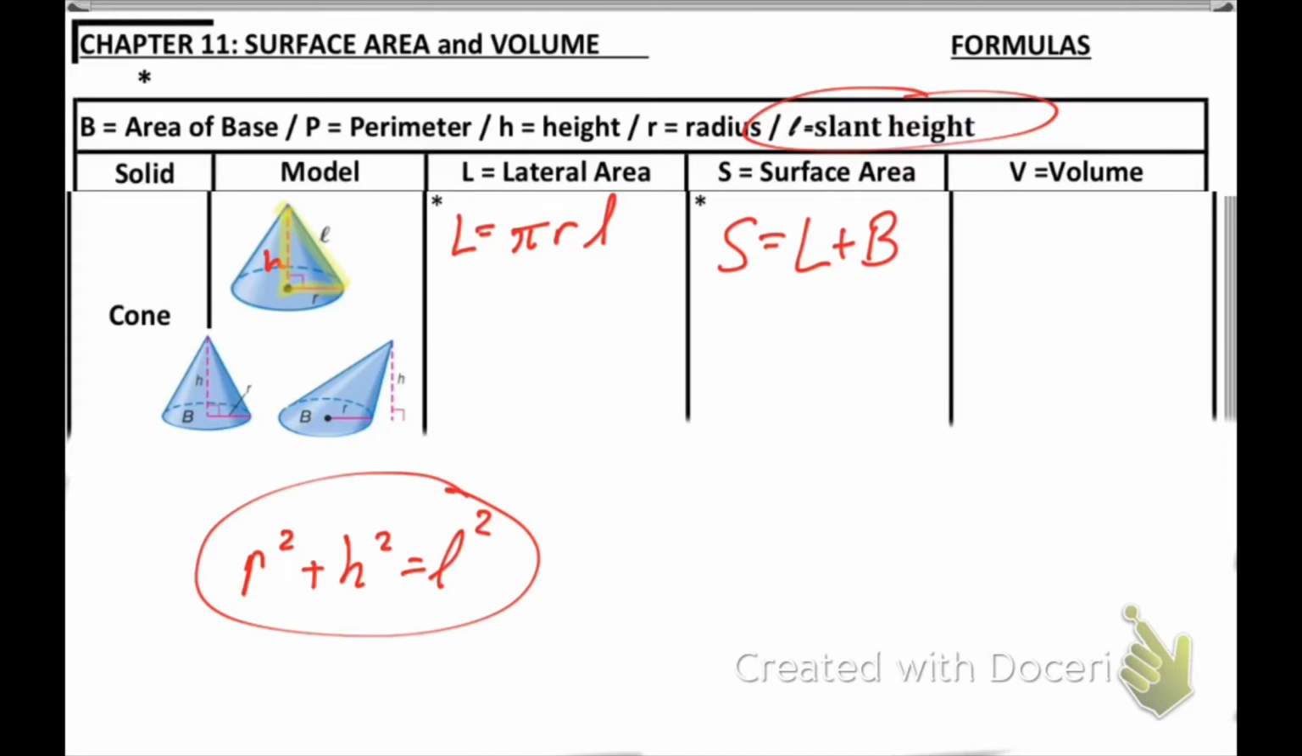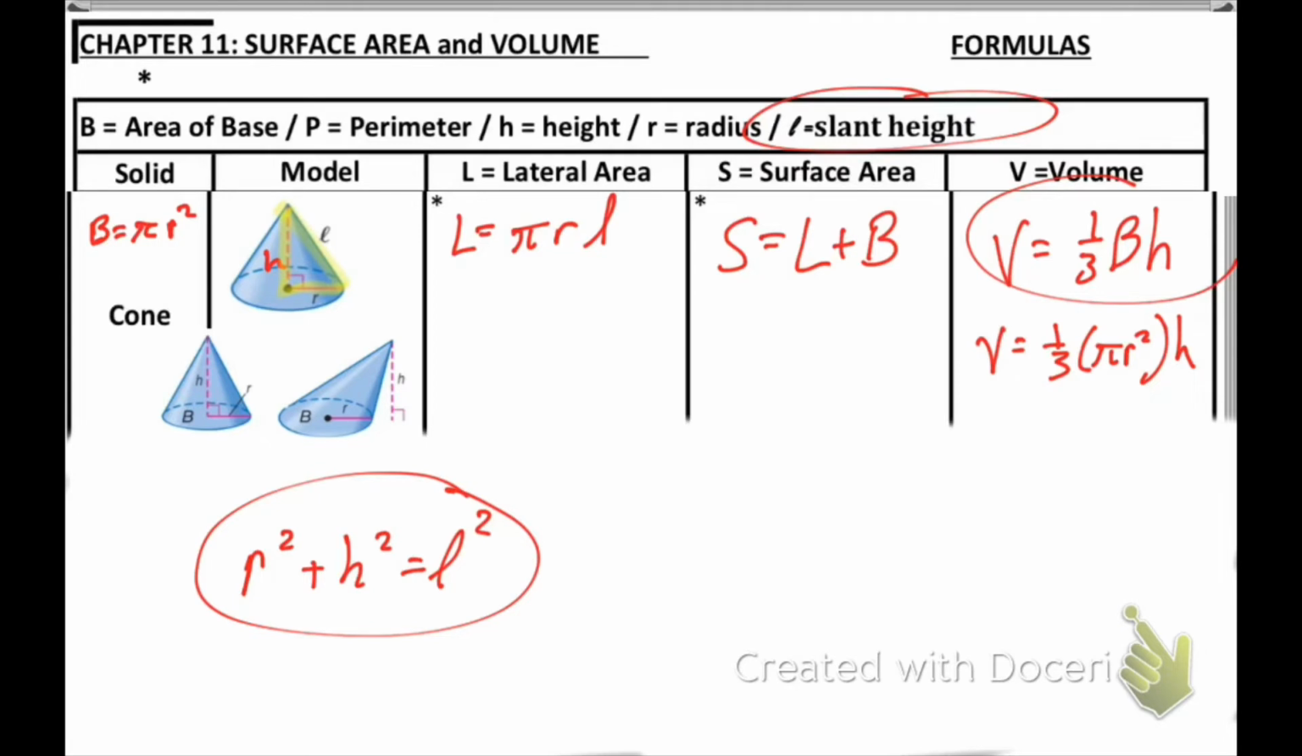Now again, we have a circle, so to calculate the area of the base, pi times radius squared. Now let's look at the volume. The volume is equal to 1/3 area of the base times the height. So same thing as our pyramid. If I were to substitute my equation for area of the base, pi radius squared times the height. But if you remember this, you're good to go.